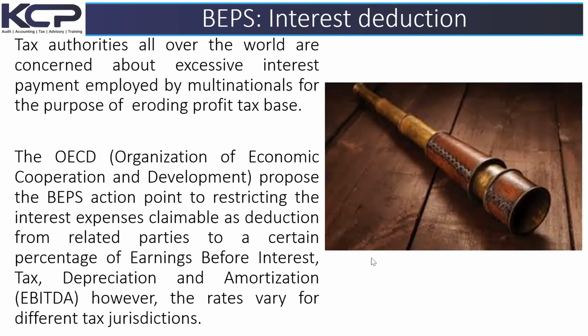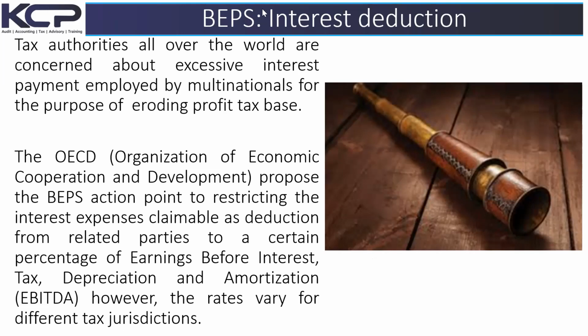So the OECD proposed the BEPS action point to restrict the interest expense claimable as deductions from related parties to a certain percentage of earnings before interest, tax, depreciation, and amortization, which we call the EBITDA.